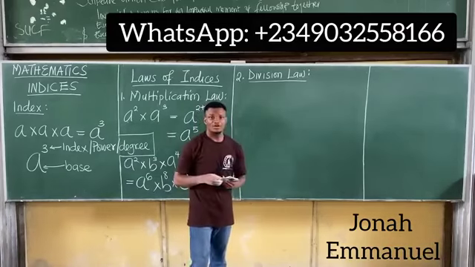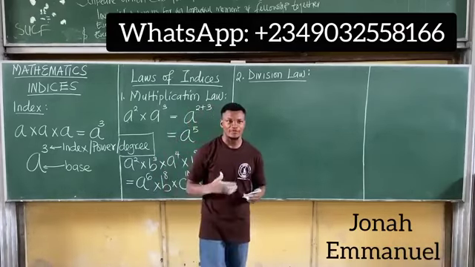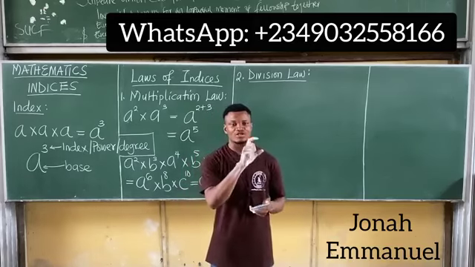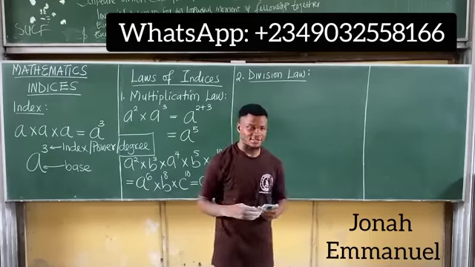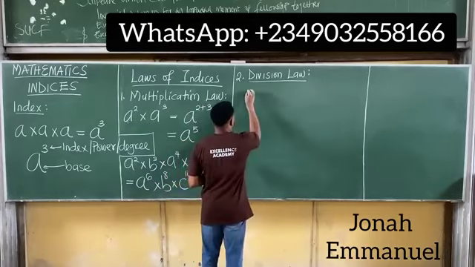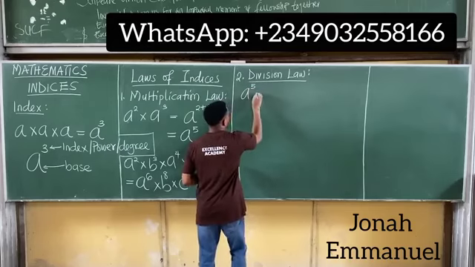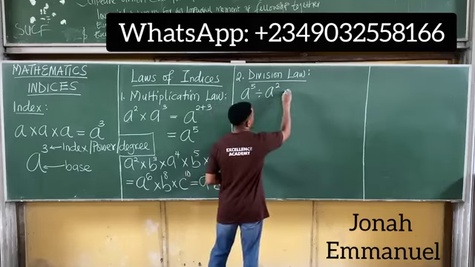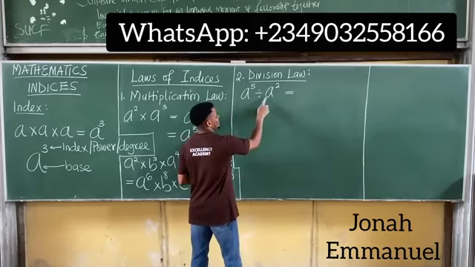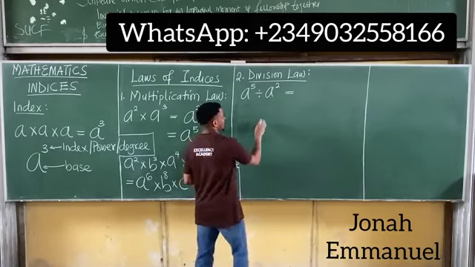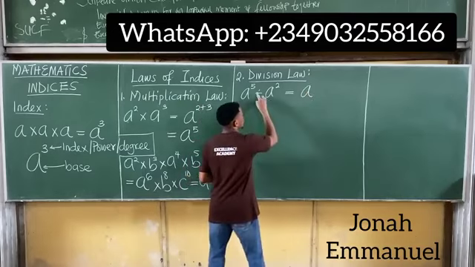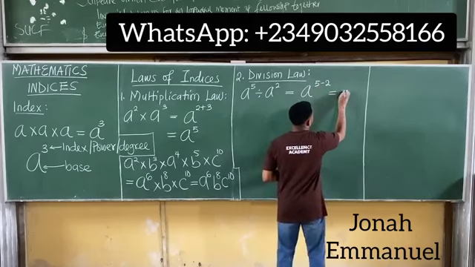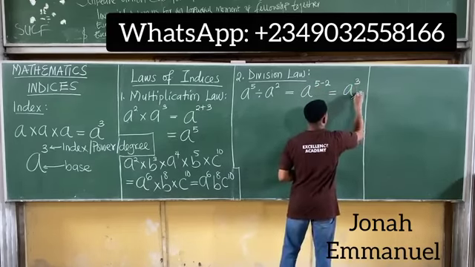All right, the division law of indices says that if I have two terms of the same base dividing themselves, my final answer will be to simply subtract their indices. For instance, if I have a to power 5 dividing a to power 2, from the division law, these terms are of the same base. That's A and A. So I'll have A to the power of 5 minus 2, and that's equal to A to power 3.